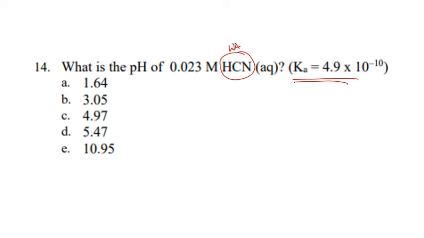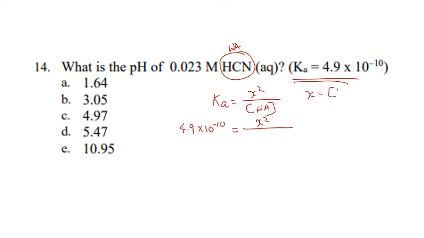So for a weak acid, we know in general we can write Ka is X squared divided by the concentration of the weak acid. We can make an ICE table, but this is a shortcut. Okay, so Ka is 4.9 times 10 to the power negative 10, and X squared will give me the concentration of hydrogen ion.